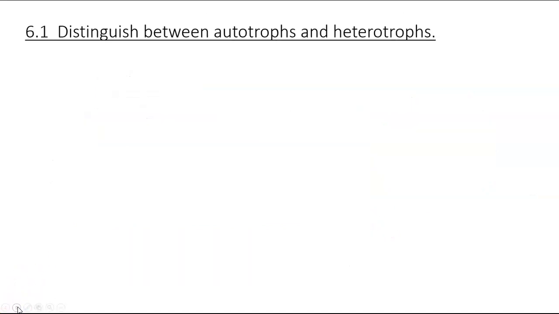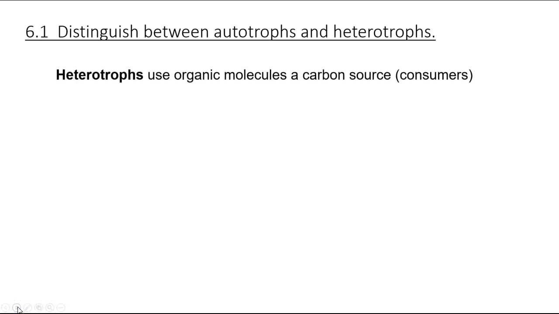Distinguish between the autotrophs and the heterotrophs. When we're talking about autotrophs and heterotrophs, we're talking about how bacteria acquire their carbon. And not just bacteria, I'm talking about bacteria today, but all living organisms can be classified as autotrophs or heterotrophs. When we're talking about heterotrophs, hetero means different, troph refers to eating. So they eat something different. They use organic molecules as a carbon source.